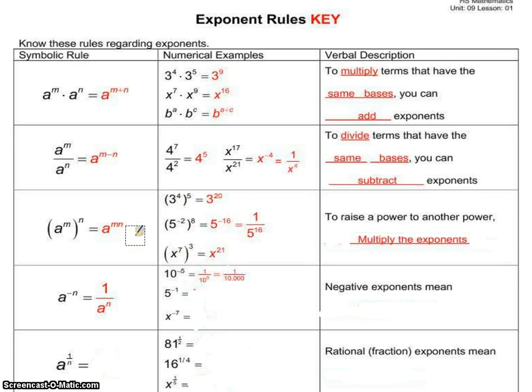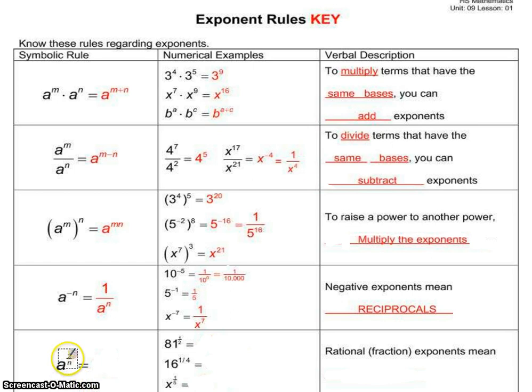So 5 to the negative 1st power would give me 1/5, whereas x to the negative 7th would give me 1 over x to the 7th. So in essence, negative means the reciprocal. Good job. Now let's look at me having a to the 1 over n power. Now keep in mind that your n is still going to be your base number, your exponent number.